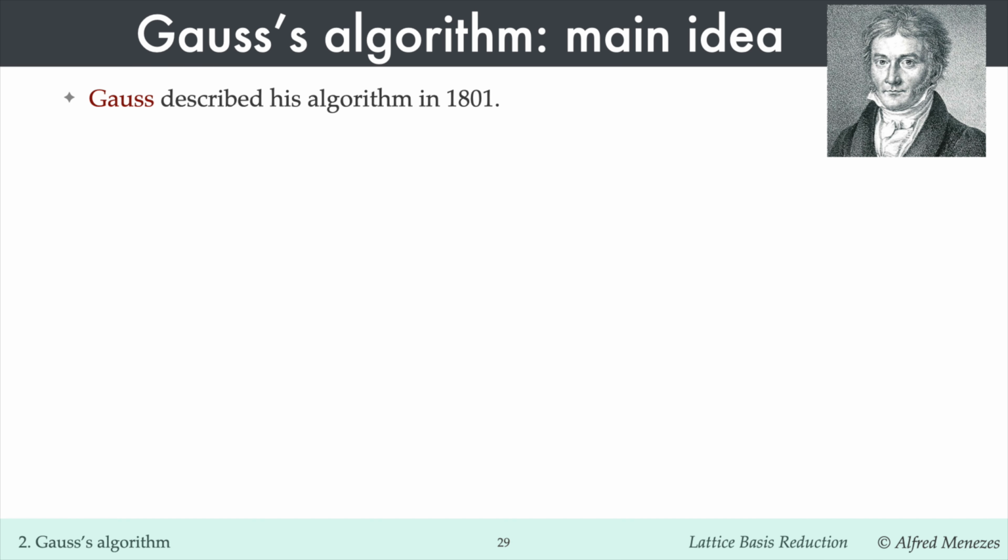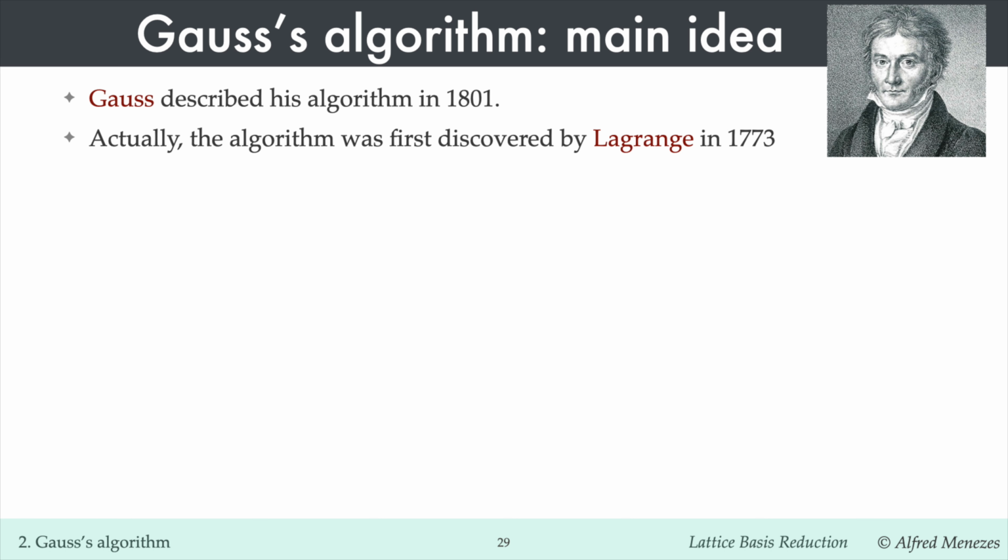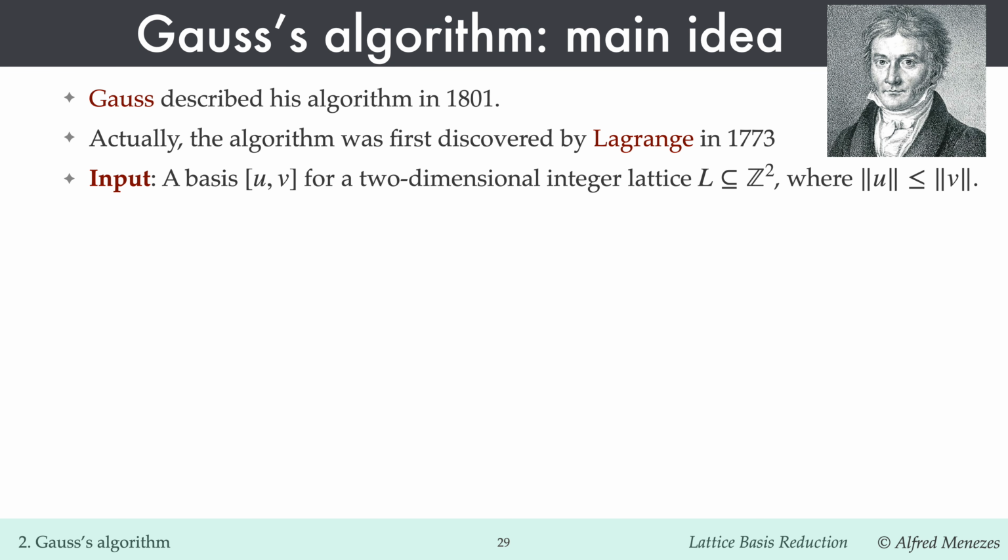Gauss described his reduction algorithm in 1801. Interestingly, the algorithm was first discovered by Lagrange in 1773, but today it's usually referred to as Gauss's algorithm. The input to the algorithm is a pair of vectors u and v that form a basis for a two-dimensional integer lattice. We'll assume that v is at least as long as u.